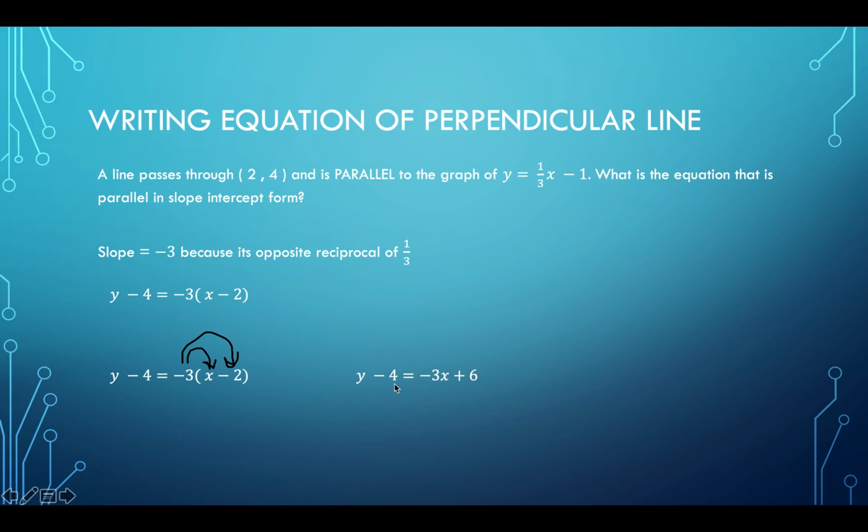Now we got to simplify and we got to get y by itself. So to do that, we're going to add 4 to both sides of the equation. These 4's cancel out over here. And then we just combine our like terms. So we're left with y is equal to negative 3x plus 10. This and this, they are perpendicular to each other. How do we know? These slopes are the opposite reciprocal.